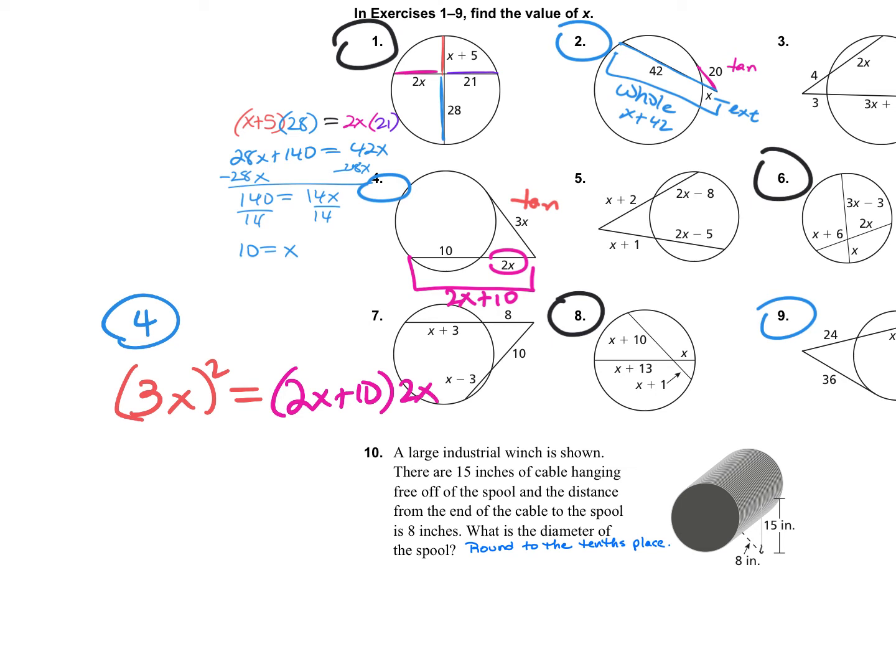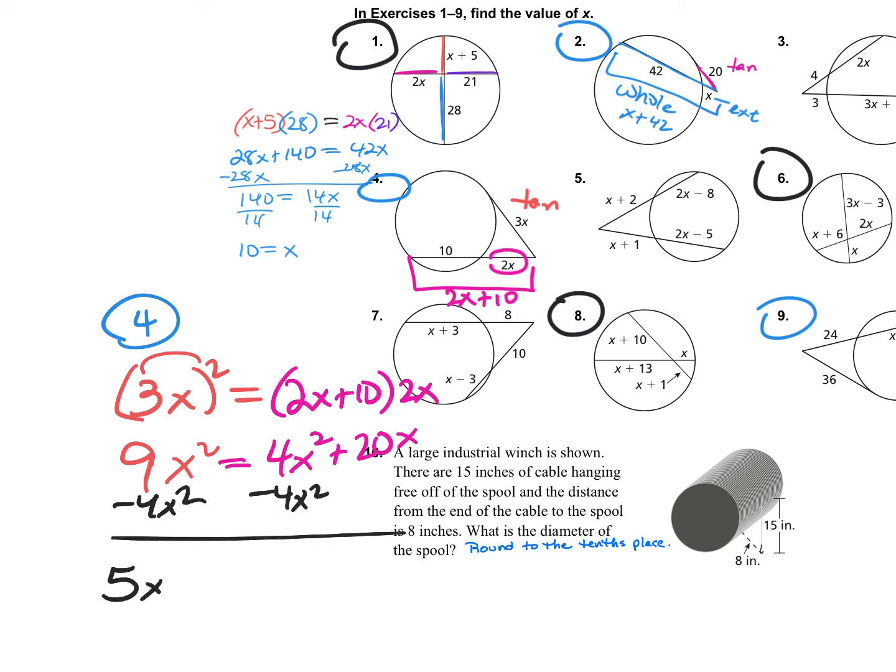Now, the common mistake I saw with the red was people squared the x, but they forgot to square the 3 as well. So that became a 9x squared. Then for the pink, we have to distribute. Okay, so then I need to square and then multiply. And now I need to get my like terms together. So what I would do is subtract 4x squared. And I get 5x squared equals 20x.